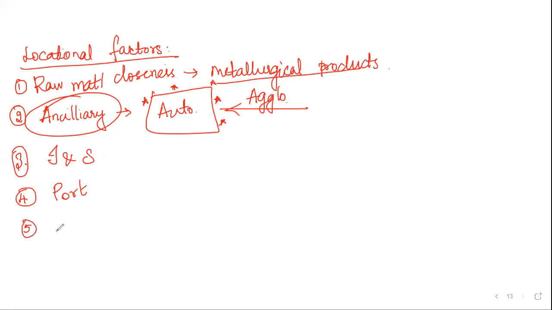And finally, governmental policies. Suppose the government is telling Suzuki, which is a brand from Japan, please come and collaborate with Maruti. We will give you free land. We will liberalize the licensing procedure for you. So please come and put your shop here. If there are favorable governmental policies in terms of licensing norms and land acquisition, then that place will also be preferred by the automobile sector.